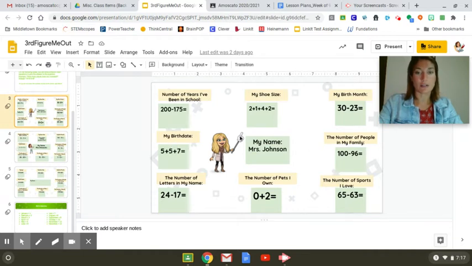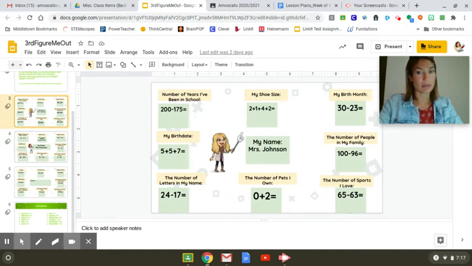Of course, her name's in the middle. The number of people in her family, 100 minus 96. The number of letters in her name, 24 minus 17. The number of pets she owns, 0 plus 2. And the number of sports she loves, 65 minus 63.